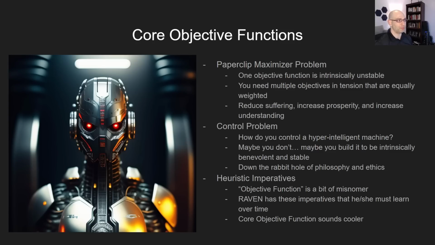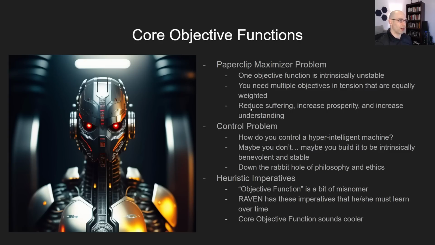But the idea of this thought experiment is that if you have an objective function to maximize or minimize something, it can go haywire. And so what I realized after studying this is that having a single objective function is intrinsically unstable. What you need is multiple objective functions that are equally weighted and in dynamic tension with each other, meaning that you force it to take the golden mean, the golden path between trying to minimize or maximize several objectives.